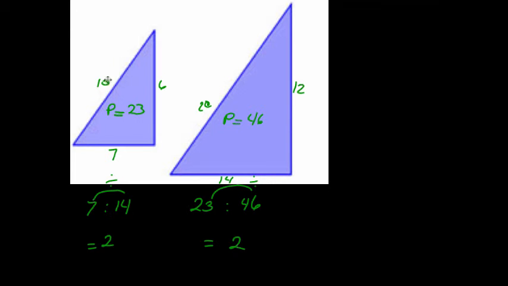Okay, or we can say it the other way around. We can say that the smaller triangle is half the size of this larger triangle. But more importantly, notice how when I set up that ratio or the proportion between the ratio of the sides and the ratio of the perimeter, the numbers come out the same. That means, now let me show you what that means.